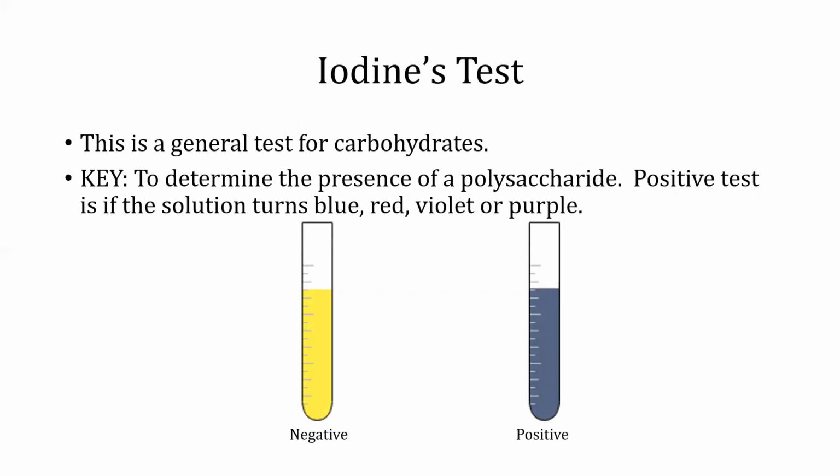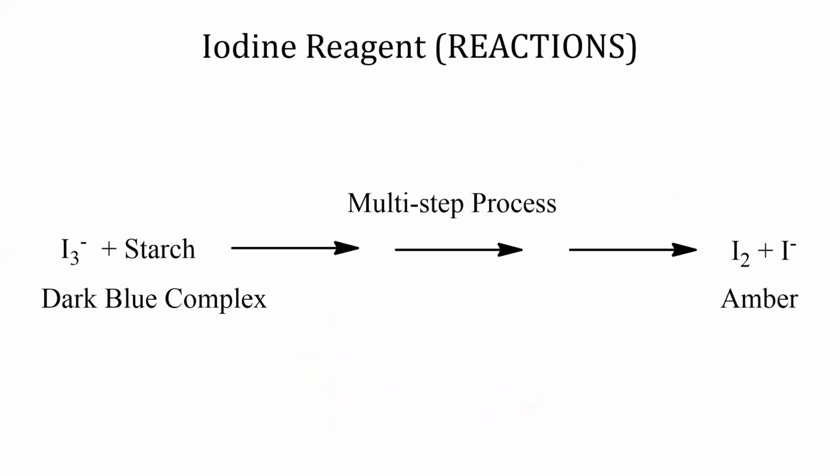Iodine's test is to confirm the carbohydrate is a polysaccharide. A positive test has either a blue, red, violet, or purple color in solution. Here is the reaction where the triiodide ion with starch results in a dark blue complex, but if you were to heat the sample, an amber or red color appears until the solution cools, in which the blue color will reappear again.